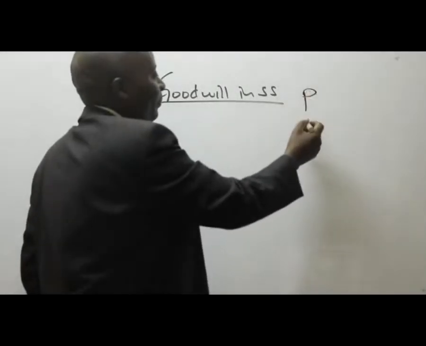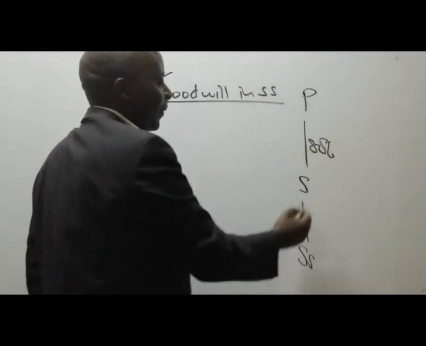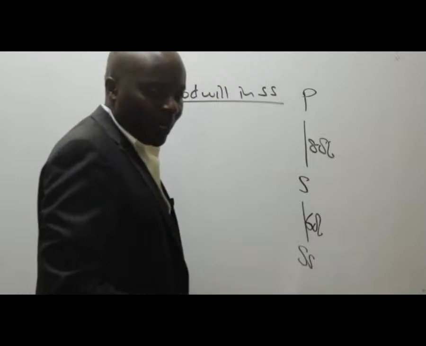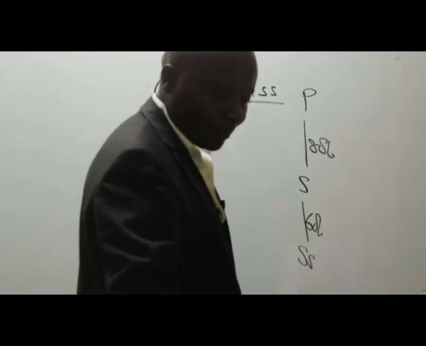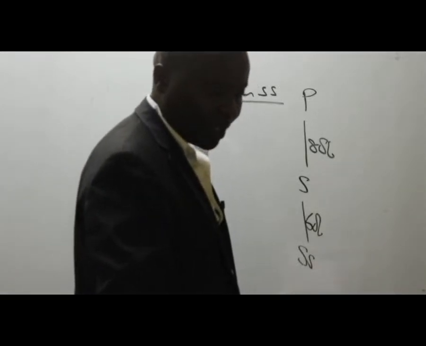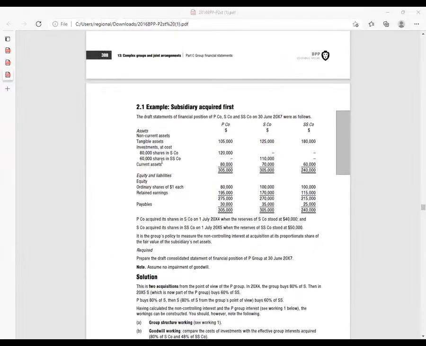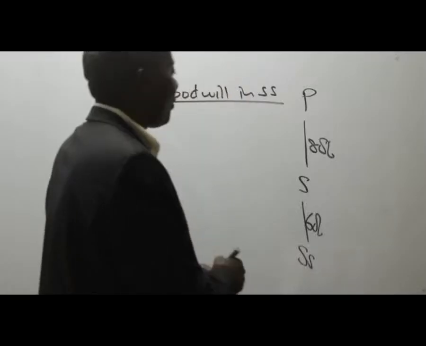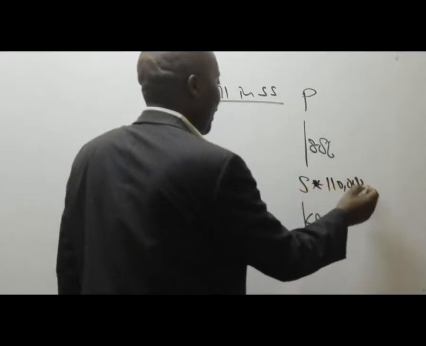so we have P, we have S, we have SS, 80%, 60%. So remember that S, ladies and gentlemen, paid how much to acquire SS? Quite interesting. We are told here that these 80,000 shares in SS were bought by S company at 110,000. So it means that S paid 110,000 here. Very important.